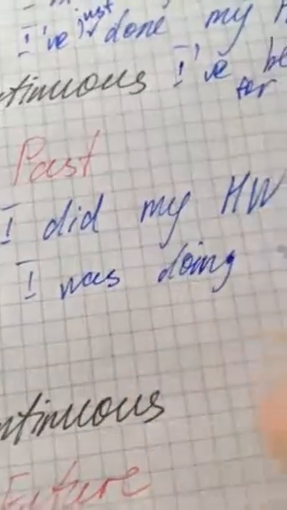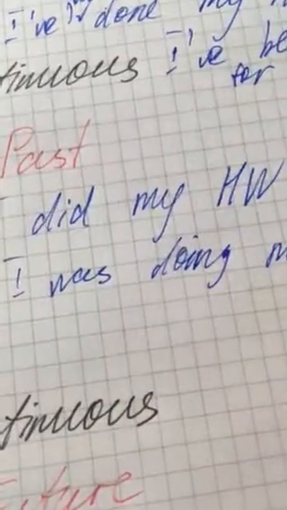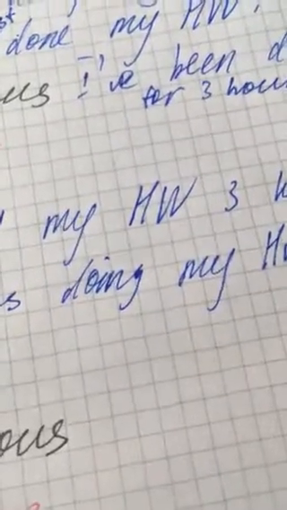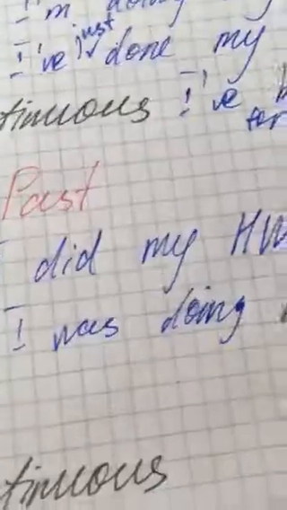Past continuous, that's a pretty easy one. I was doing my homework from 5 till 7 yesterday. So there is a moment in time that we actually spent doing homework, and that was a process.